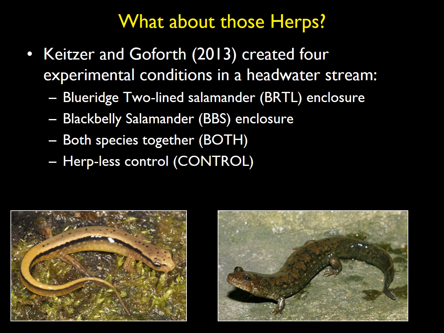So these authors were examining conditions in a headwater stream in our area. And so they created an experimental design where they had Blue Ridge two-line salamander, black-bellied salamander, so another species. Then they had both species together, and then they had a control where there was neither. And so they wanted to see how these salamanders affected the macroinvertebrates in the stream.